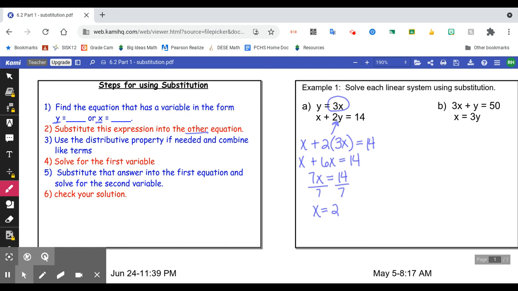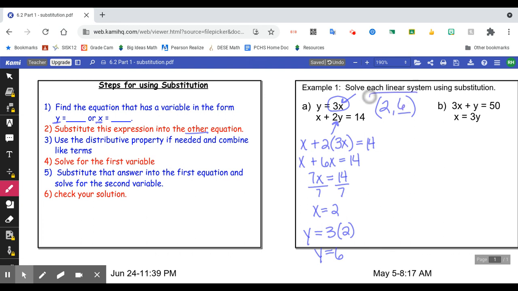Okay, now we have x, and we need to get our second part. So in my ordered pair, I have 2. I'm looking for the y value. If I go back up, it tells me that y equals 3 times x. So I'm going to plug my x value in for that. So y equals 3, x comes out, and 2 goes in its spot, and I have y equals 6. So 6 is my second part of my ordered pair.